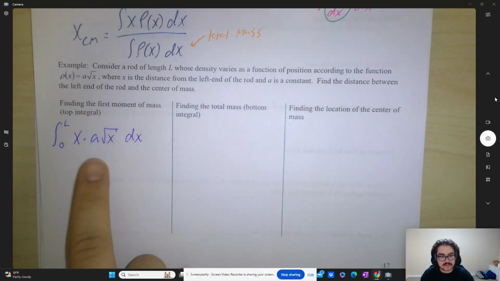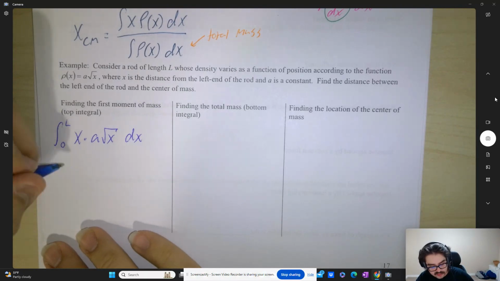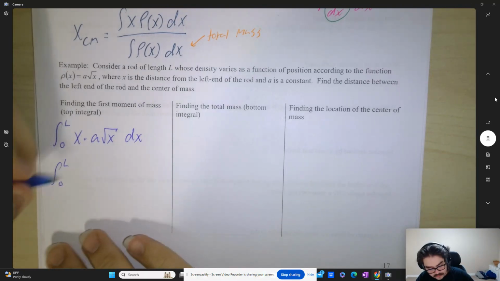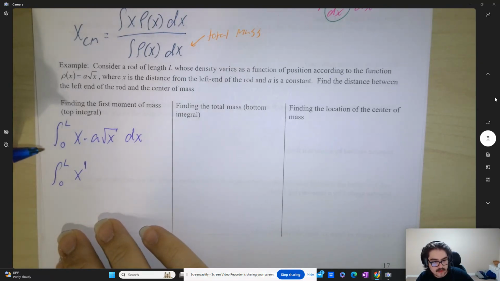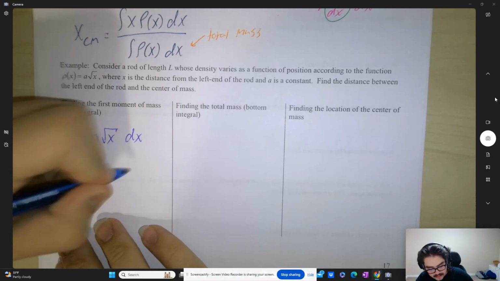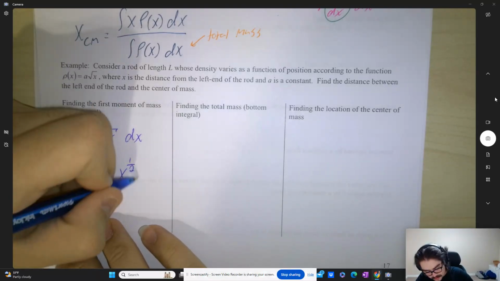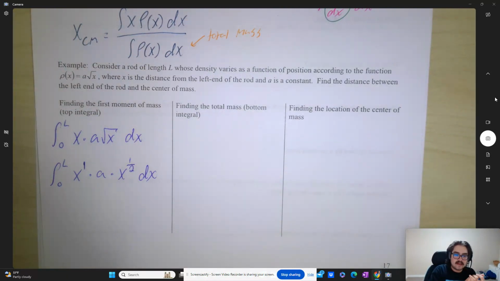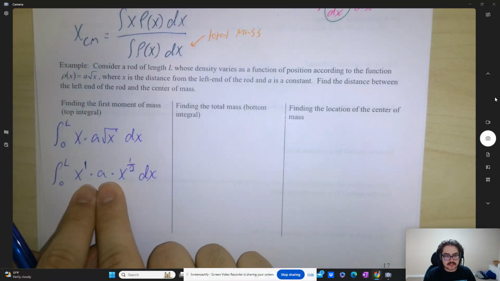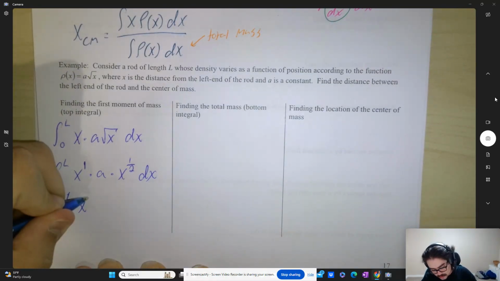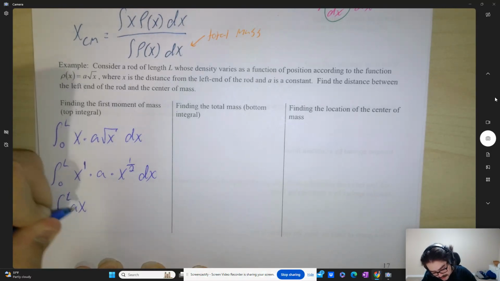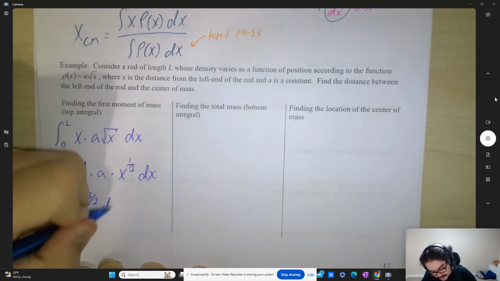Now I'm going to rewrite this in a form that makes a little more sense to me and is easier to integrate. The integral from 0 to L of x, which has an exponent of 1. You don't have to write that if you know it, but I'm going to write it for myself. Times A times x to the 1/2, dx. I like having all of my exponents visible. And I can actually multiply these together to get A x to the 3/2, dx.